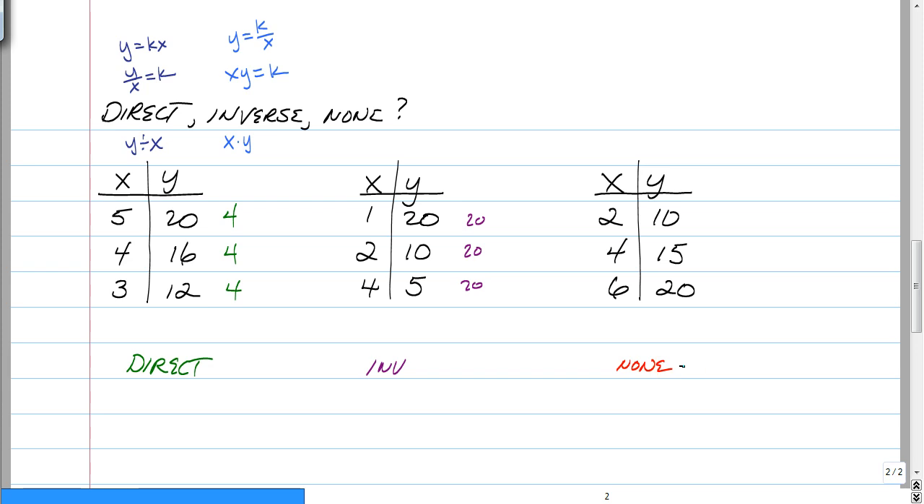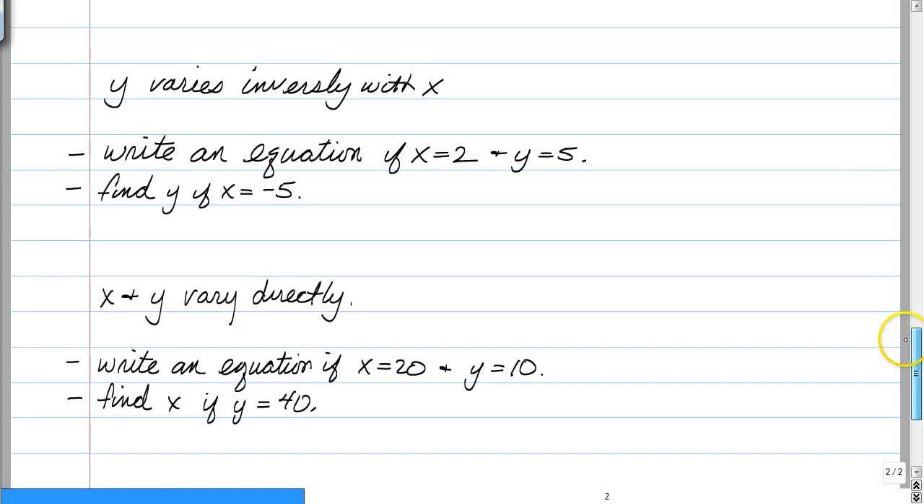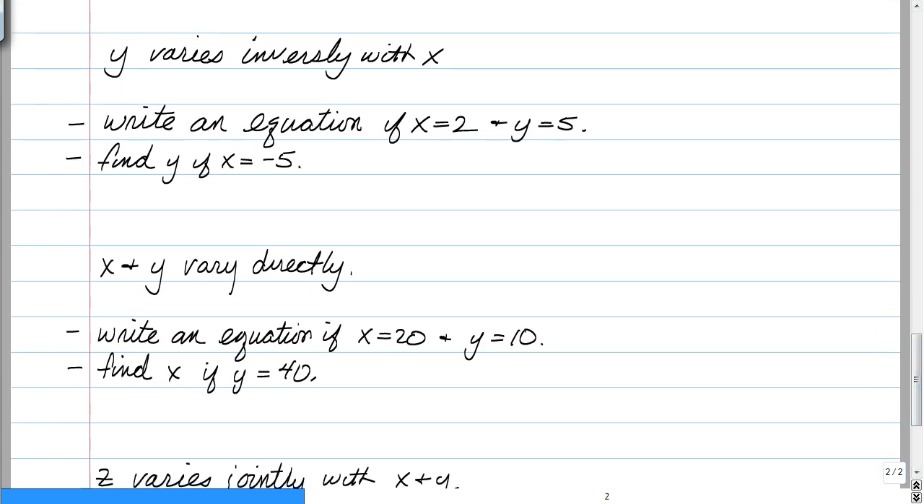Okay, those are just some skills of how you recognize and how you write direct, inverse, and joint variation equations. So what we're really going to do is now apply it. So y varies inversely with x. We want to write an equation if x is equal to 2 and y is equal to 5. So we know two of the values. So since this is inverse, this is y is equal to k divided by x. Substitute what you know, 5 is equal to k divided by 2, and solve for k. So multiply both sides by 2 and you get k is equal to 10.